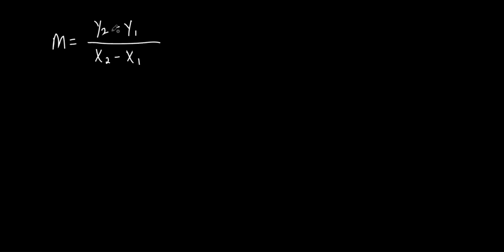Why is the y on top? Because it's the rise. The rise goes up and down. Everybody see that? Up and down is the y-axis. The run goes across. Across is the x-axis. So it's the rise over the run. Everybody good with that?